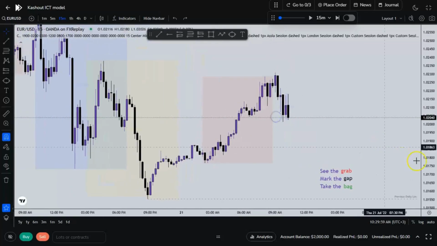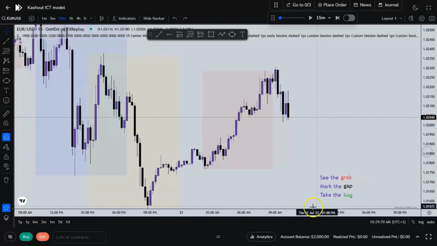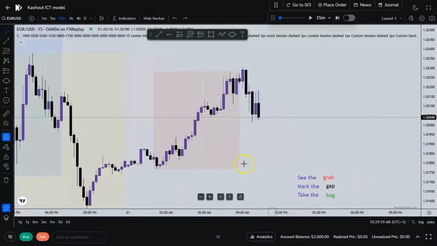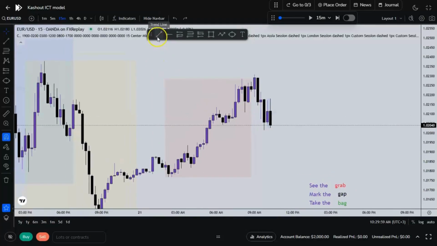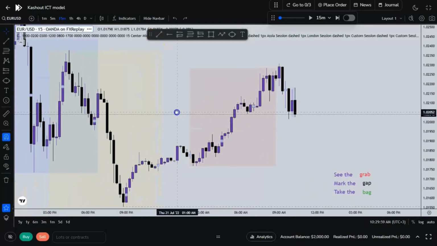So today I'll be showing you my exact strategy on how I trade, especially Euro USD, and I'll eventually also show you a trade I took today morning to show you that this strategy actually works.